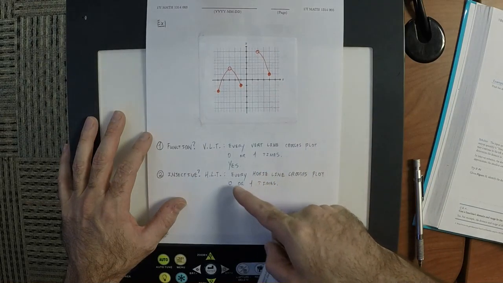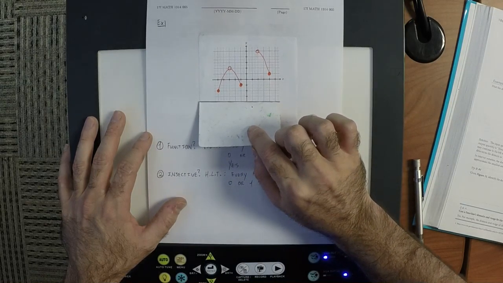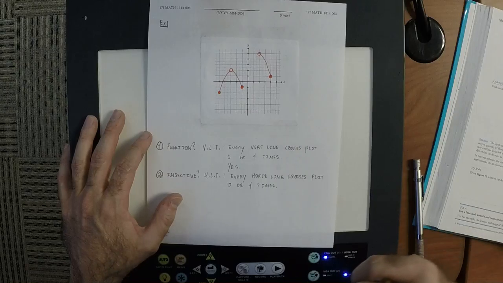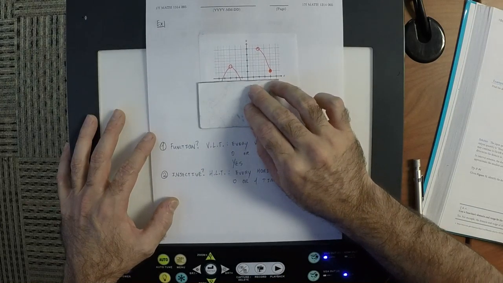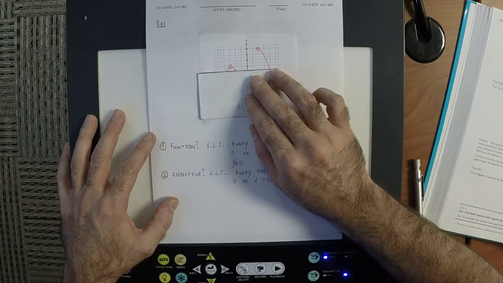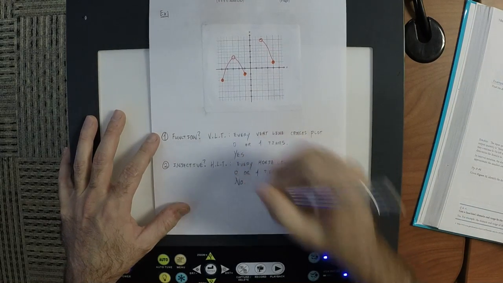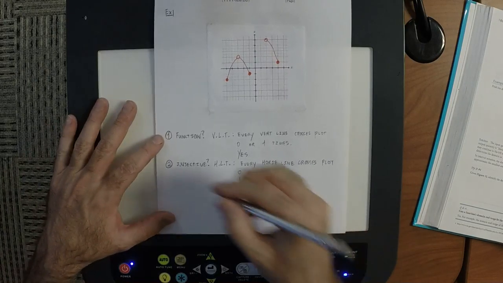Because notably the quantifier is every. So notice that this one does zero and that one does just one. But that's not enough to pass the horizontal line test. It has to be for every horizontal line. So, for example, that horizontal line crosses twice, and that one three times. So, as a result, the answer is no. It's not injective.